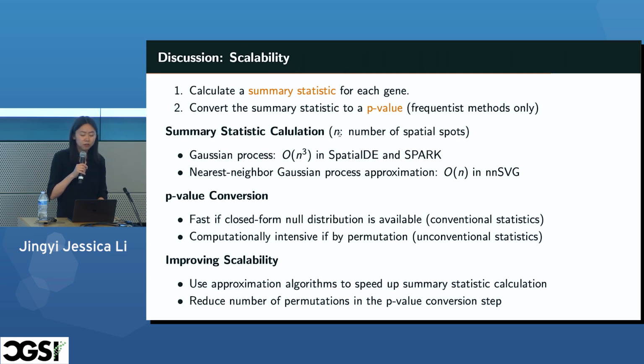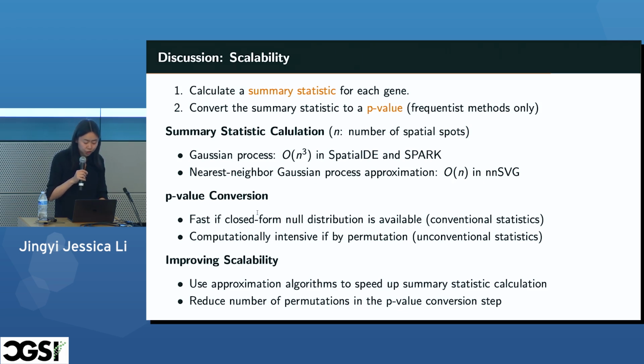For summary statistic calculation, SpatialDE and SPARK both use Gaussian process for their regression framework. And Gaussian process is known to be of the order of n cubed. That is, if you have n spots, you need n cubed time to do the computation, which can be quite slow. Therefore, a method which was also in our summary, nnSVG, uses a new technique that speeds up the Gaussian process. It's called nearest neighbor Gaussian process, and it's an approximation. This can reduce the computational complexity from n cubed to n, which is a big improvement.